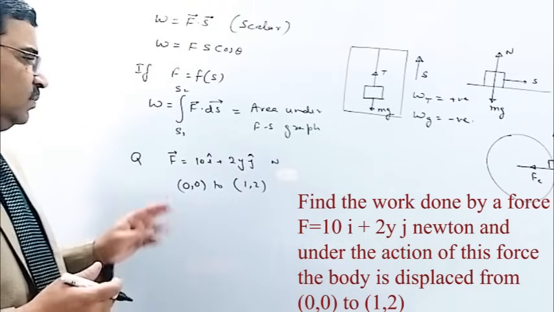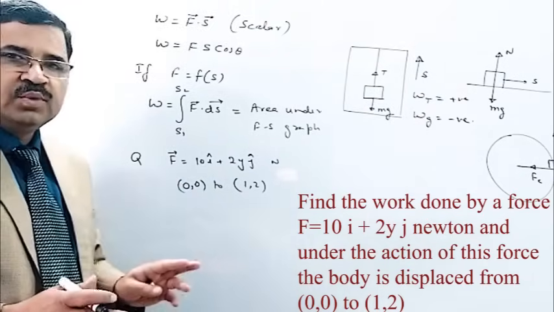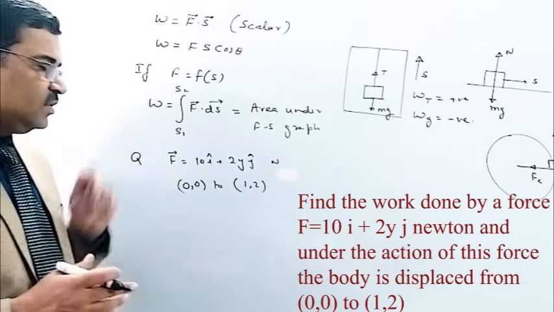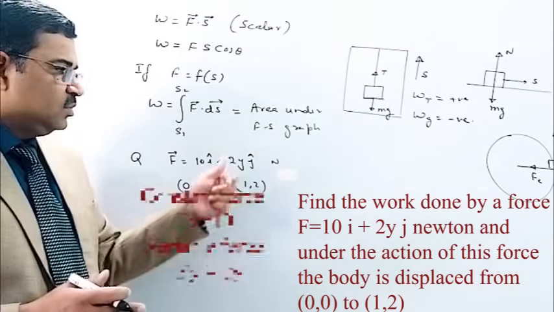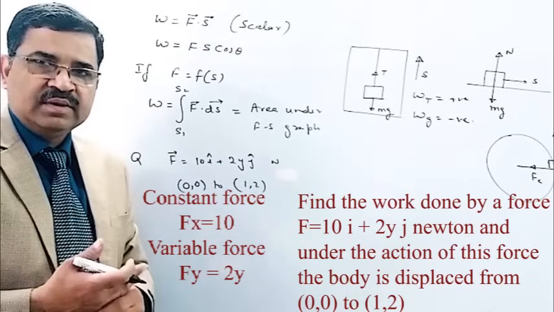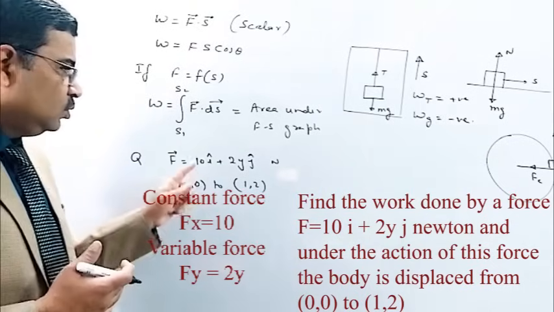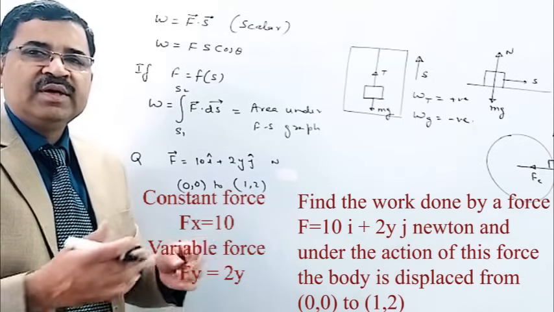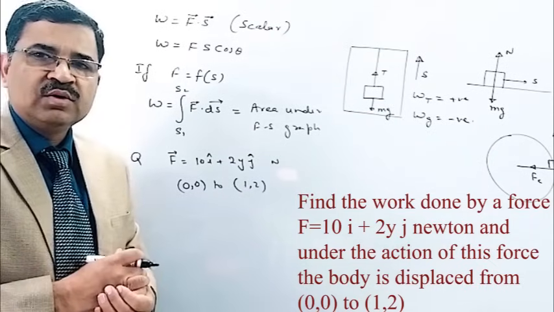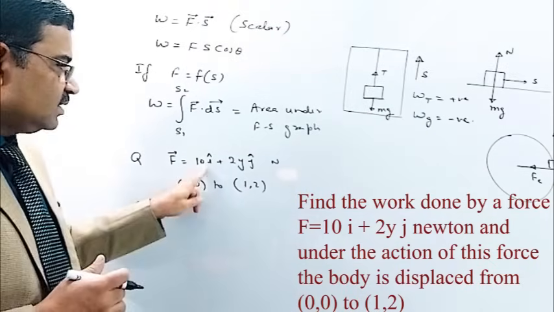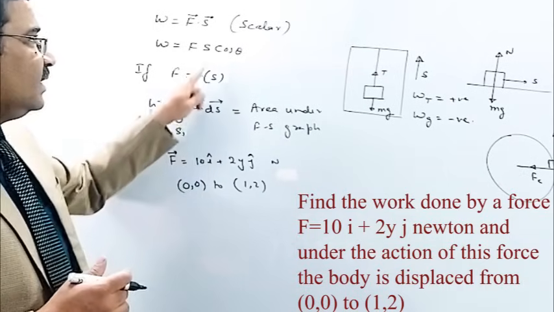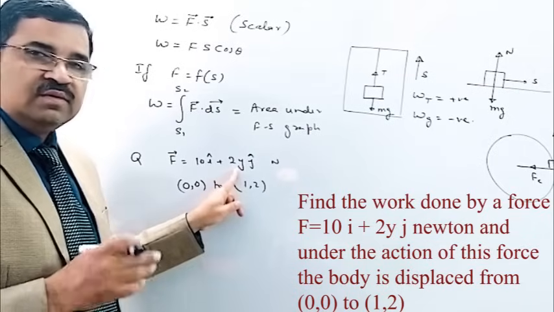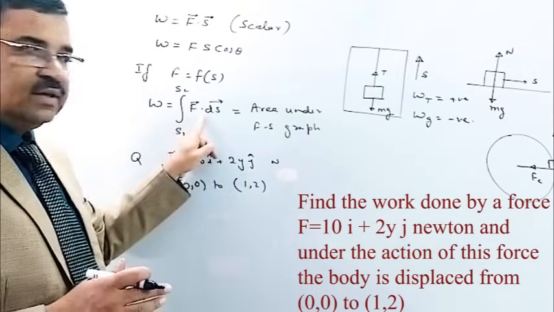Now you can see, इस क्वेश्चन में इस फोर्स के दो कंपोनेंट है, एक एक्स एक्सिस में, एक वाई एक्सिस में। जो एक्स एक्सिस वाला फोर्स है वो कांस्टेंट है, जबकि जो वाई वाला फोर्स है वो वेरिएबल है। तो इस केस में हम दोनों फोर्सेस का इंडिविजुअली वर्क निकालेंगे और फिर दोनों को ऐड कर देंगे टू गेट द टोटल वर्क डन ऑन द बॉडी। Now because the x component is constant, so I can directly apply F s cos theta, whereas the y component is a variable force, so I will integrate it.